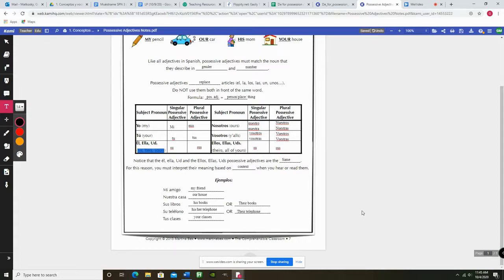This has been the notes. Be sure to either write these down on a separate sheet of paper.